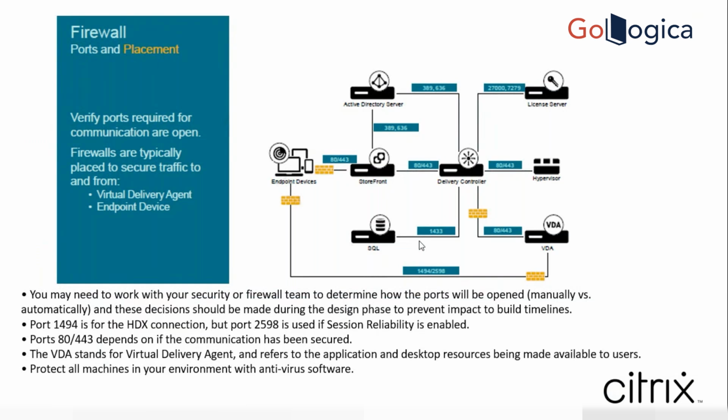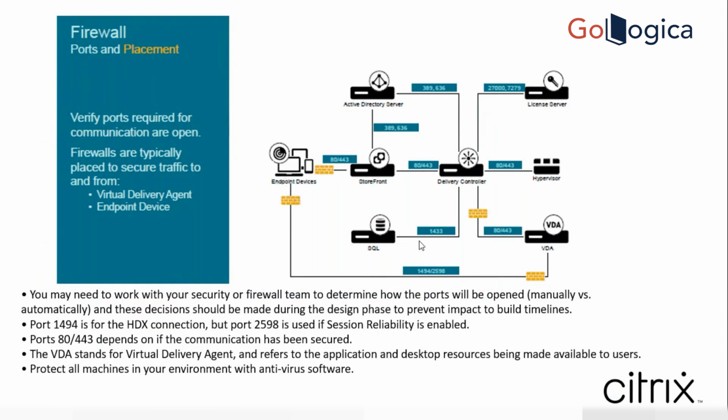Okay, so in the diagram, the endpoint is able to go to the storefront with port 80 and 443. Then storefront goes to delivery controller, which port does it use? 80, 443. Then delivery controller goes to the hypervisor, it will use 80, 443. And what port does Active Directory use? 389, 636.